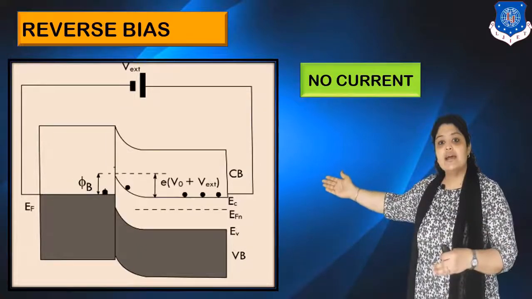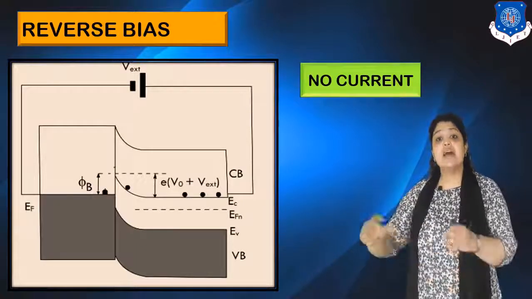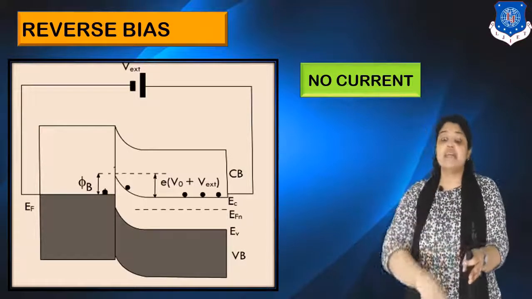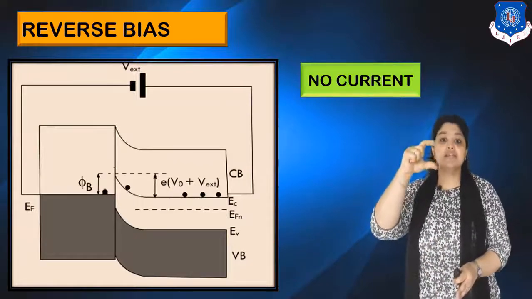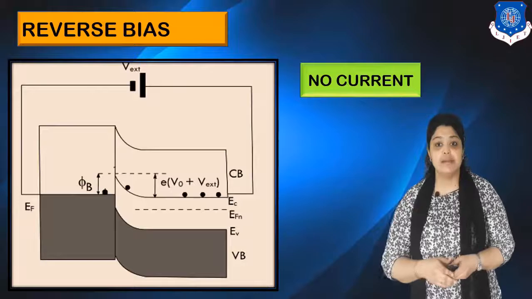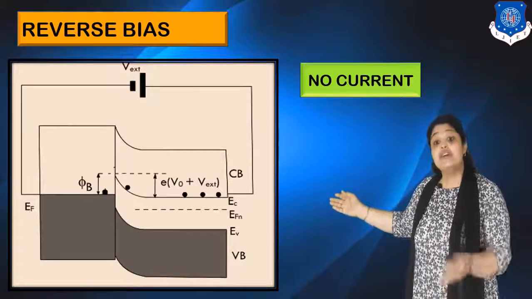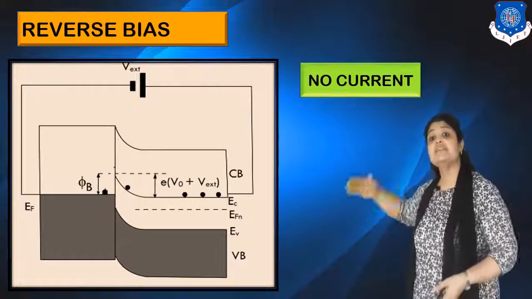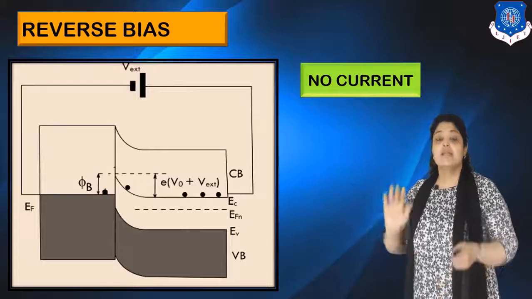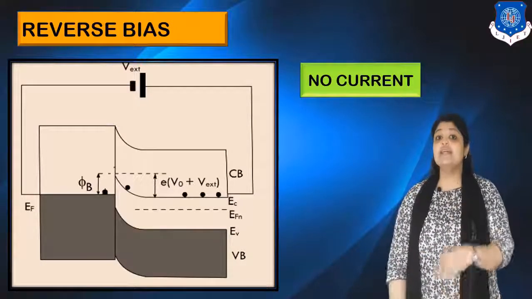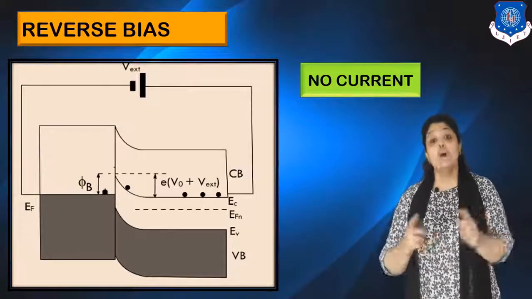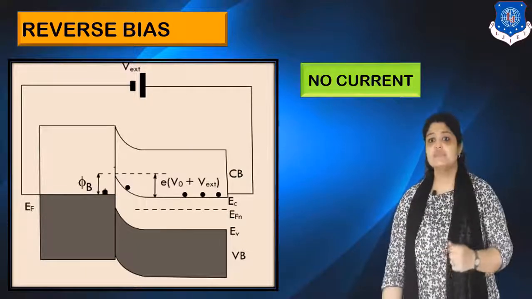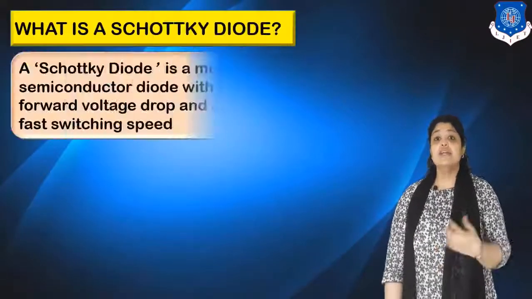Also, you can see in the diagram that the barrier has increased by e times (V0 plus V external). So already V0 was the barrier and V external is adding on to it. And so the slope also increases and the electrons are not able to move towards the metal. You can see in this diagram that the Fermi level is also shifting down. What does this indicate? The shifting of Fermi level indicates that there is no current. This is about the reverse bias. Now, because it allows current only in forward bias, not in reverse bias, we say that a Schottky junction is a rectifying junction. Moving ahead, what is a Schottky diode?